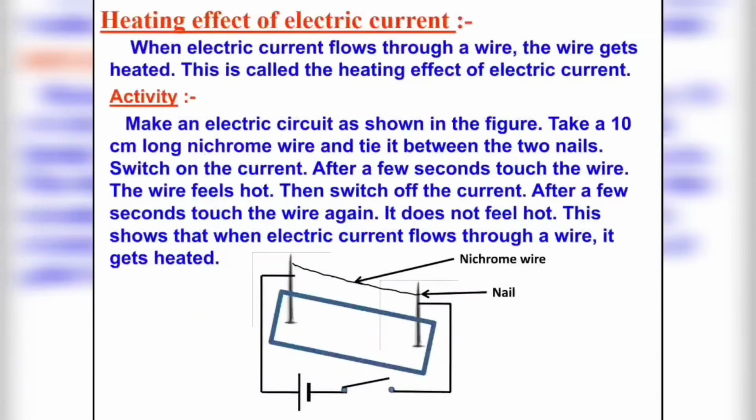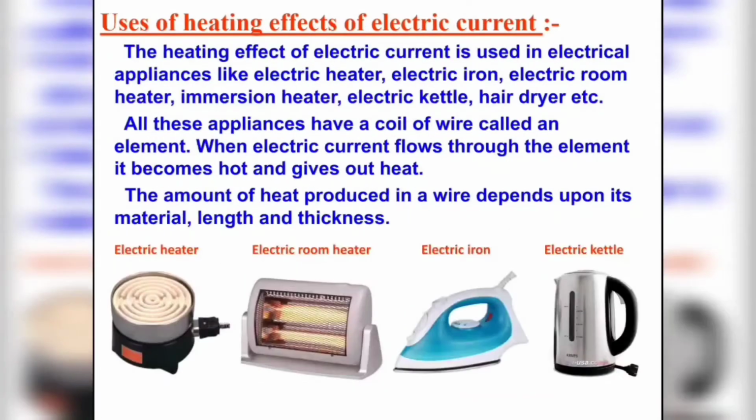Let's see how this heating effect of electric current works with an activity. Here you will see that a circuit is made and both the ends of the circuit are connected with two nails, and between the nails a nichrome wire is fit. When we switch on the circuit, the current will start flowing and the nichrome wire connected to the nails will get heated. This shows the heating effect of the electric current, and it can be observed in electric heaters, electric irons, electric room heaters, immersion heaters, electric kettles and hair dryers also.